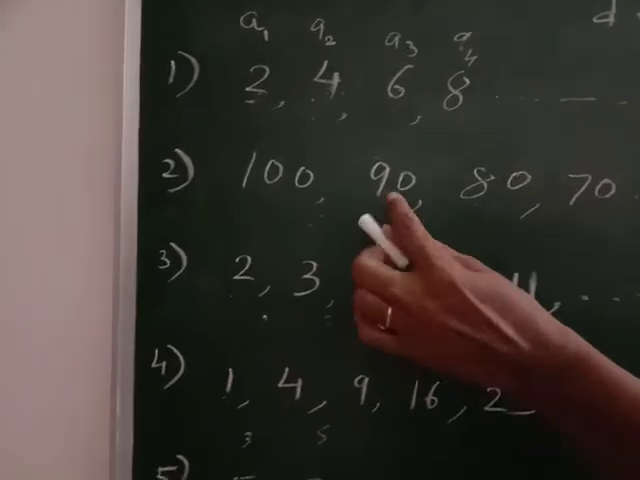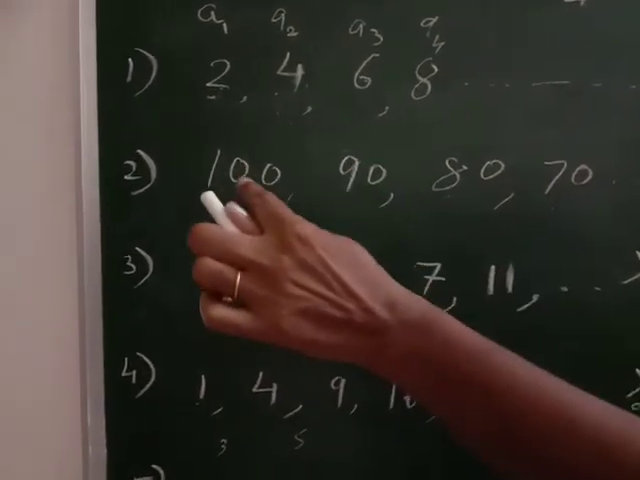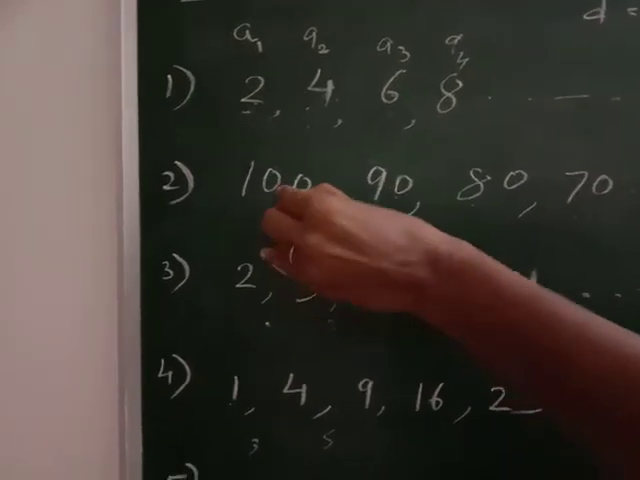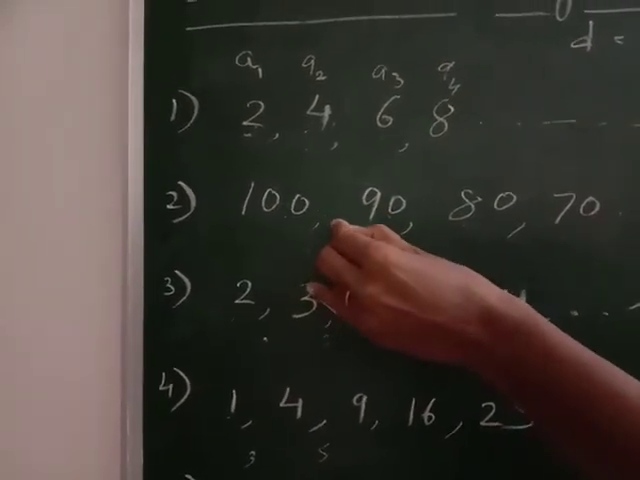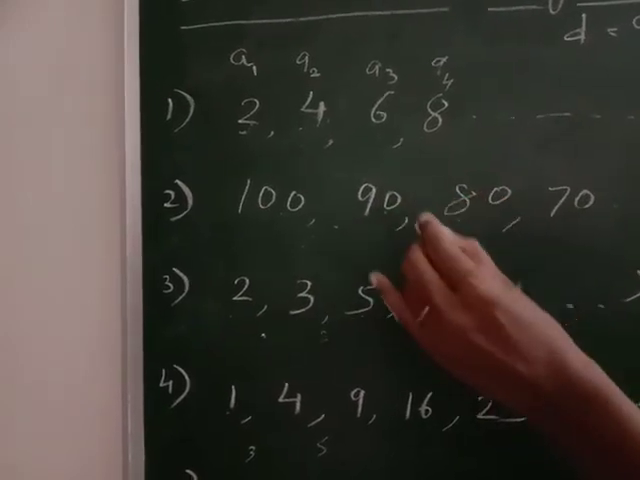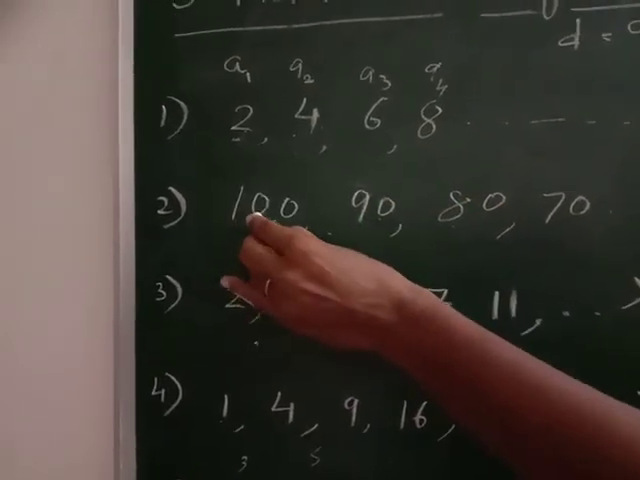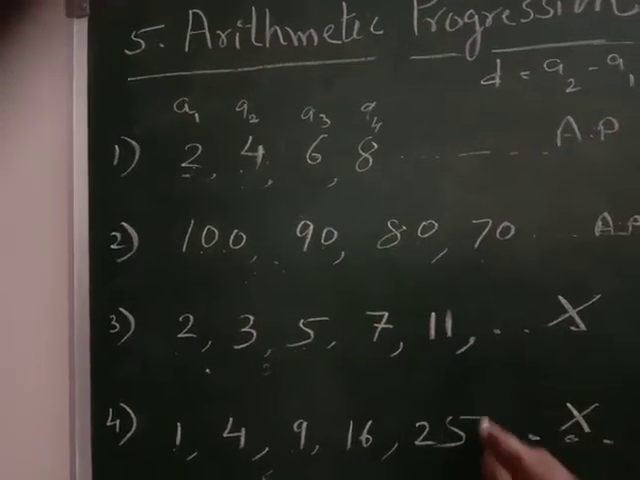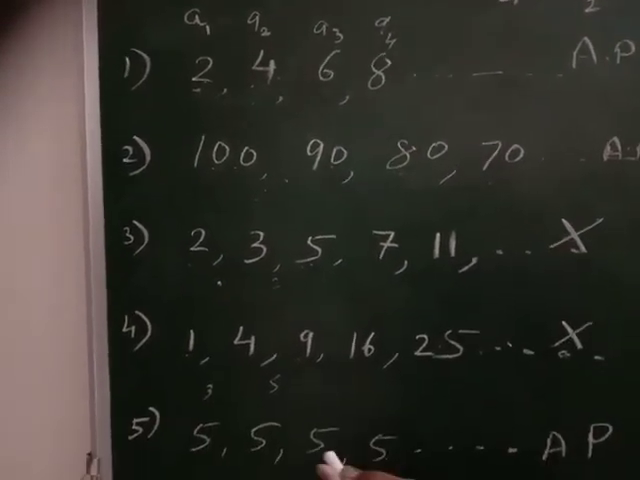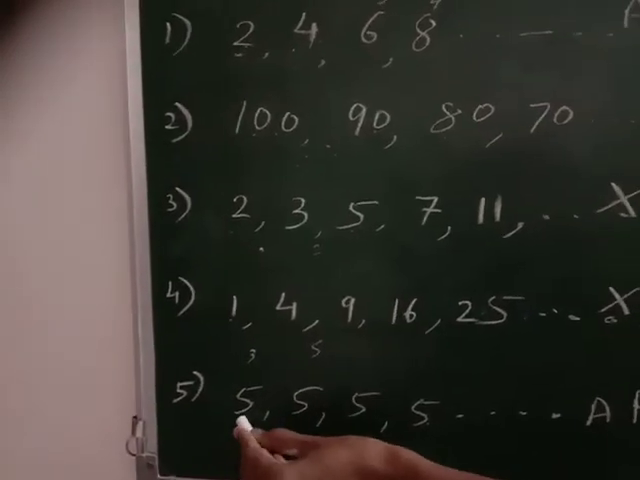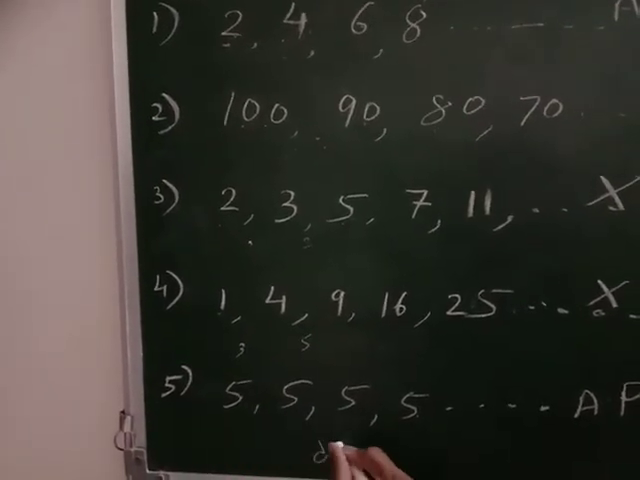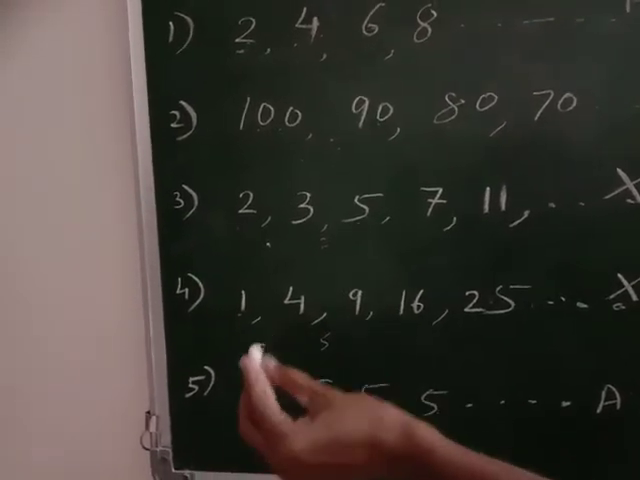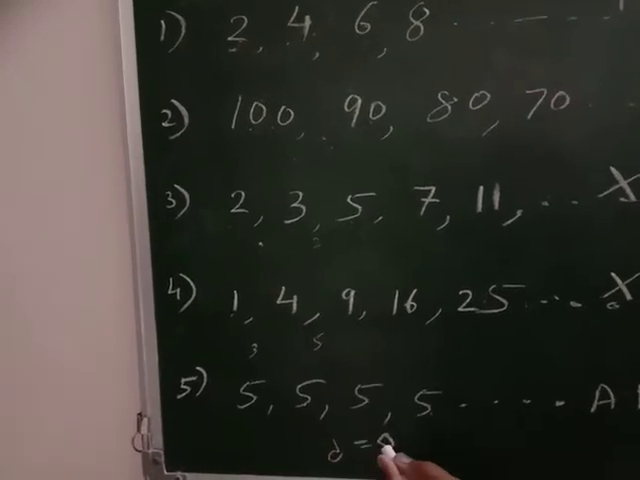The common difference is minus 10 because A2 minus A1. A1 means first term. A2 means second term. So A2 minus A1 is minus 10. So here 80 minus 90 is also minus 10. So first term is 100 and D is minus 10. Now these two are not the AP, so we don't find this. Now here the first term is 5 and the common difference, that is D, is 0 because 5 minus 5, that is second term minus first term, is equal to 0.